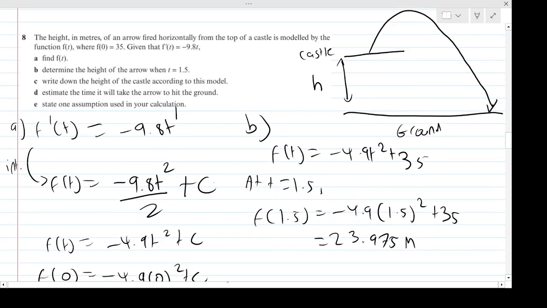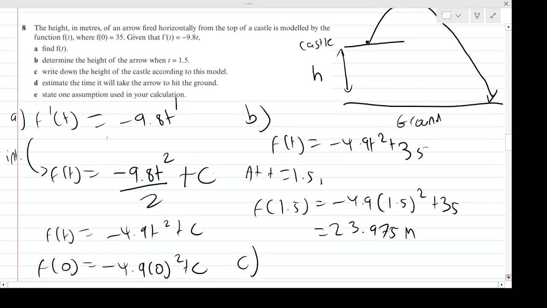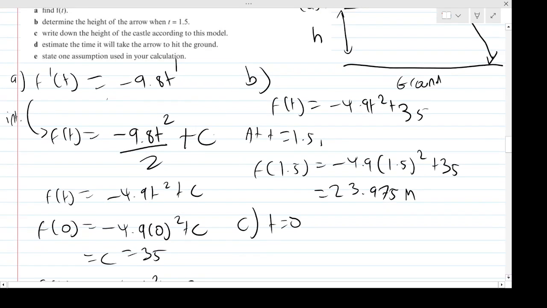Right, okay, so that's it. Part C, we now need to write down the height of the castle according to the model. Now, another exam tip: write down means you shouldn't really need to compute anything. No working out's required. You almost can just look at something and then you should be able to deduce the answer. So write down the height of the castle. Well, we're starting at the castle, right? So that means we need to find the height when t is 0, because that's the initial height. We're starting at the castle.